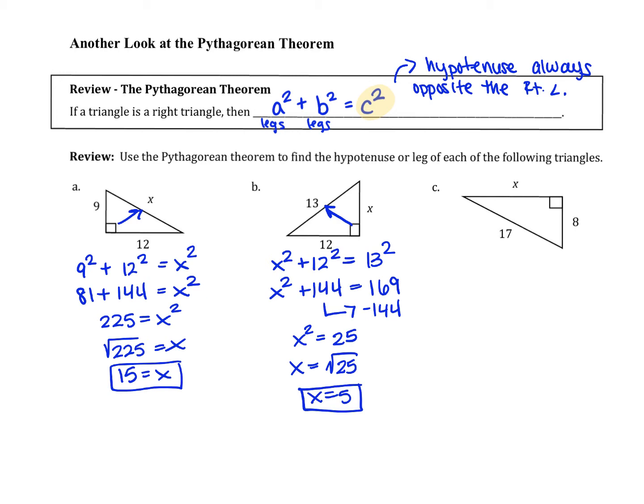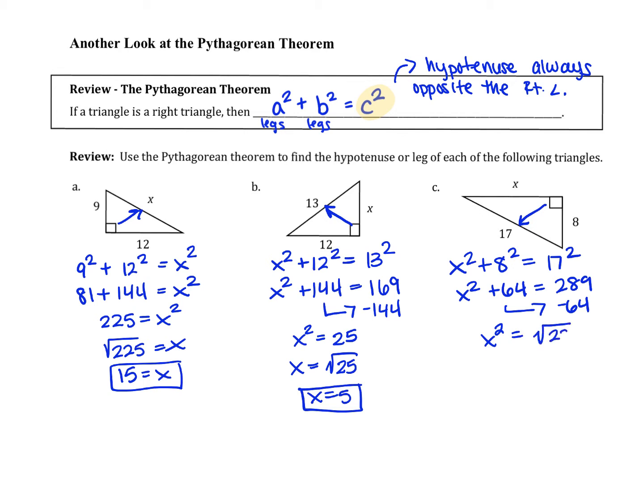Okay? Again, find the hypotenuse for letter c. So we have x squared plus 8 squared equals 17 squared. So x squared plus 64 equals 289. Then you're going to subtract the 64 to solve for the x squared. So x squared is equal to 225, and we did that. We had that same answer in letter A, so we know that this is x equals 15.